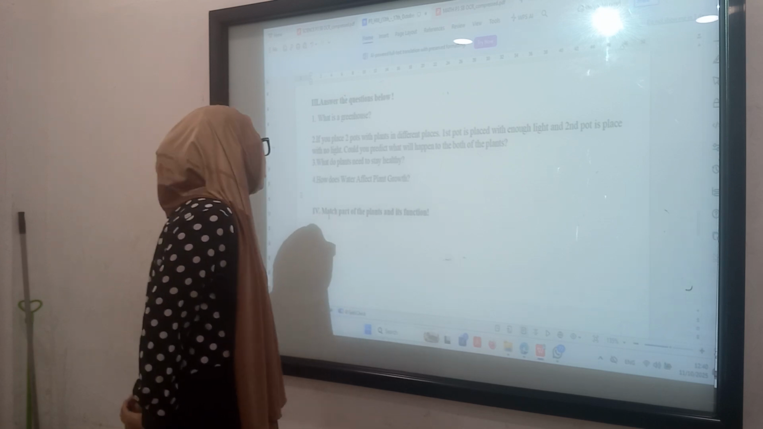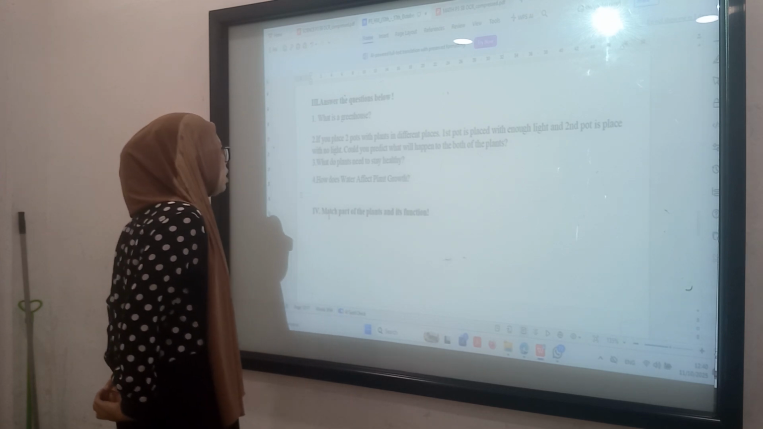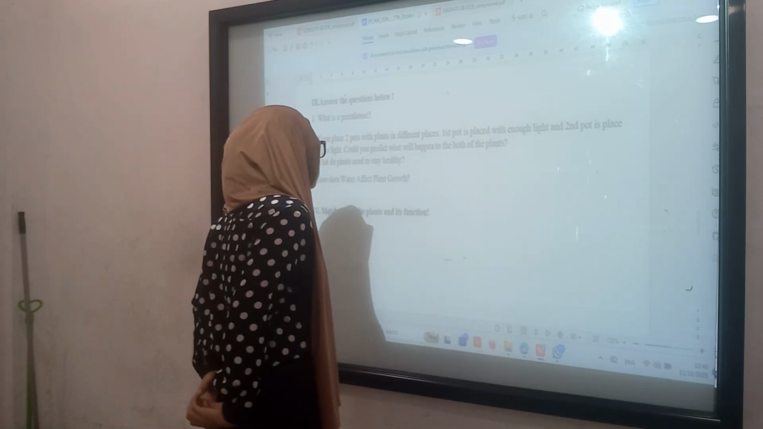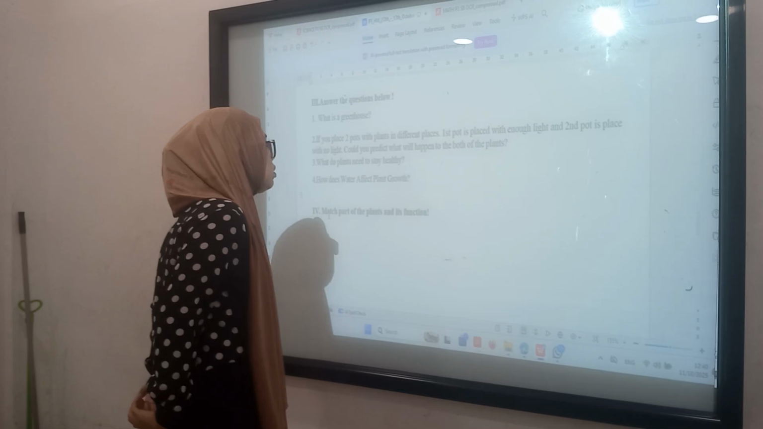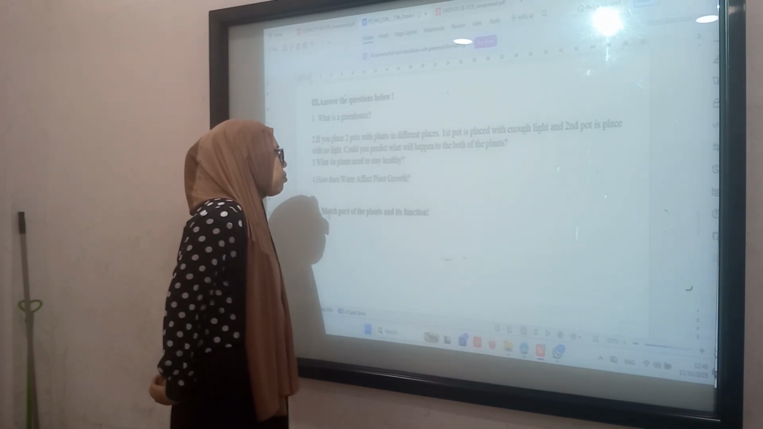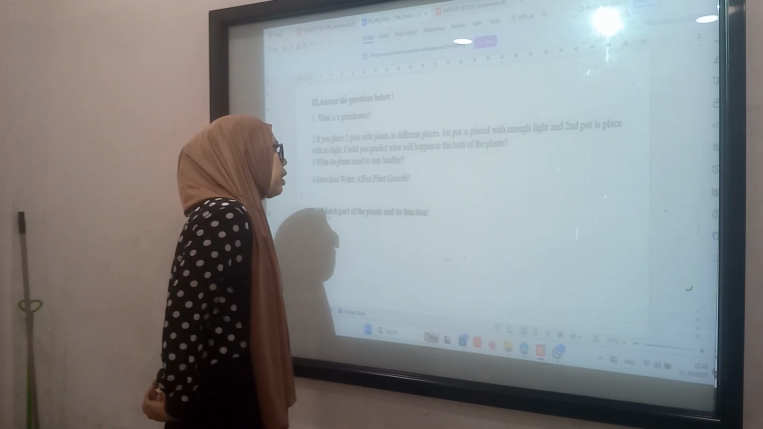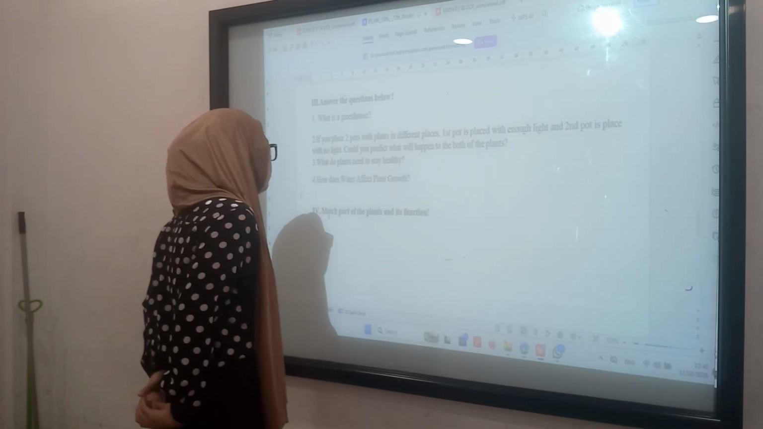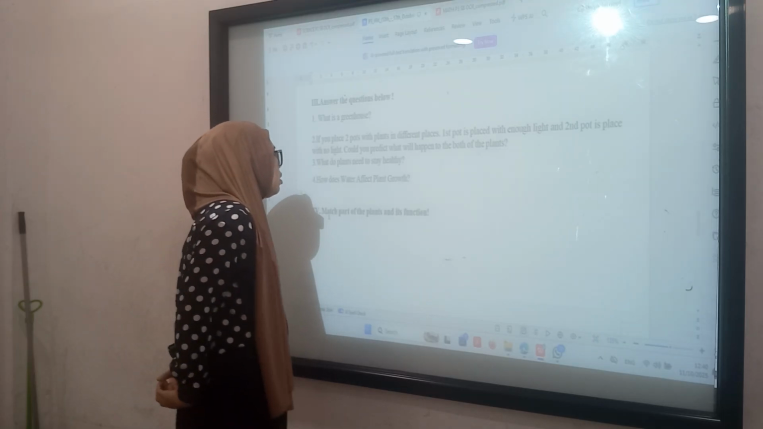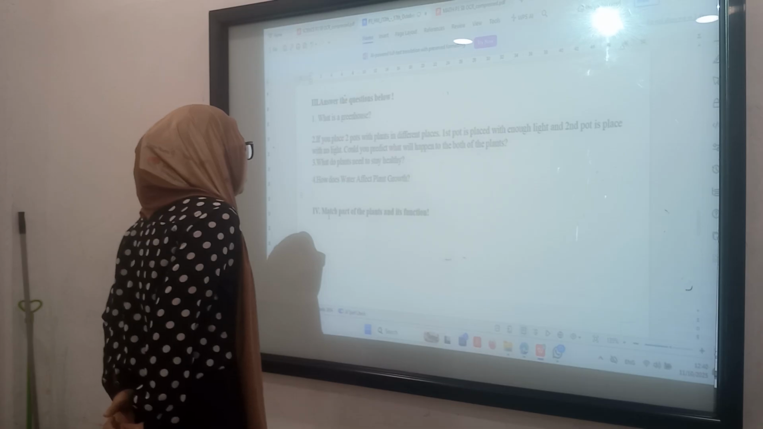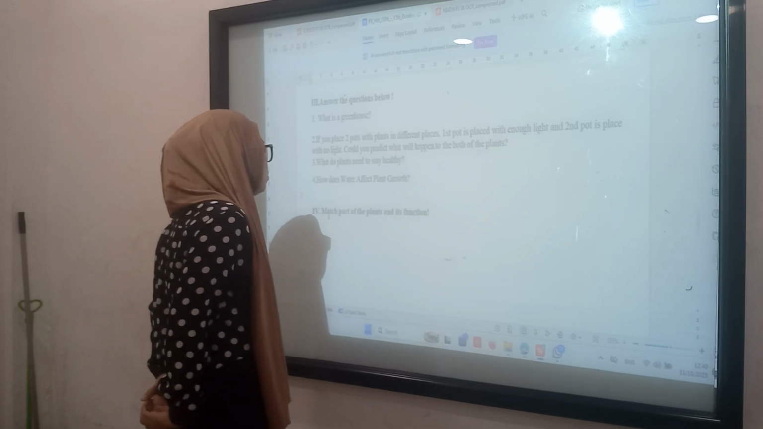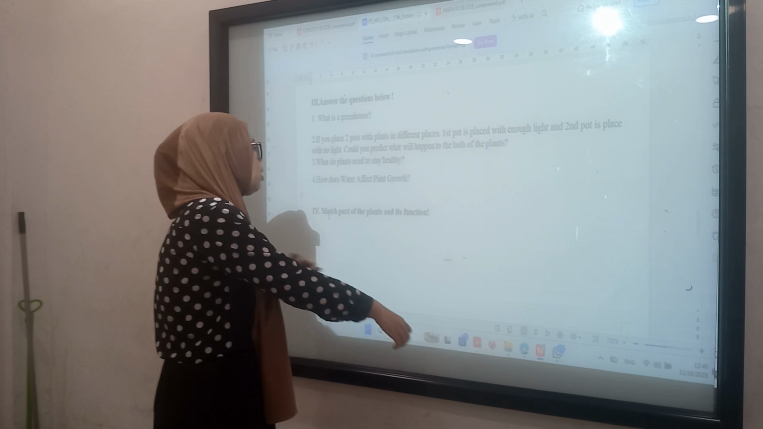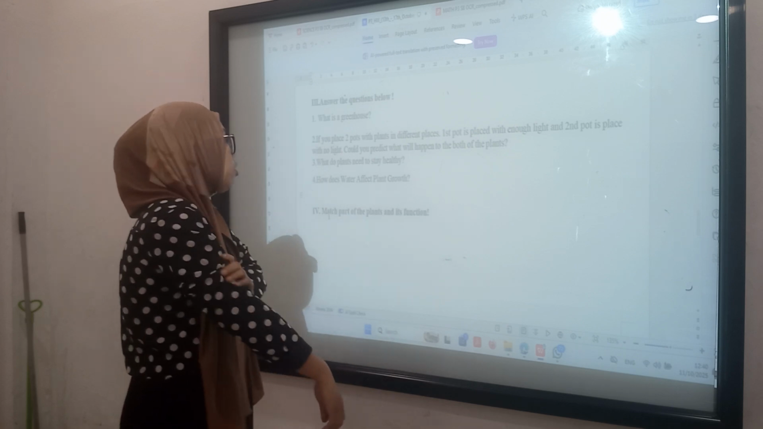And then number three, what do the plants need to stay healthy? There are many things that are needed by the plants to stay healthy. The first is water, and then they need sunlight, and then they need the right temperature. Then how does water affect plant growth? Okay, water affects plant growth, because water will be transferred to the parts of the plant when they want to make food.